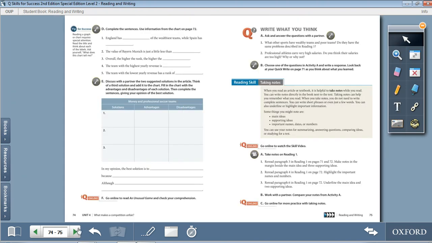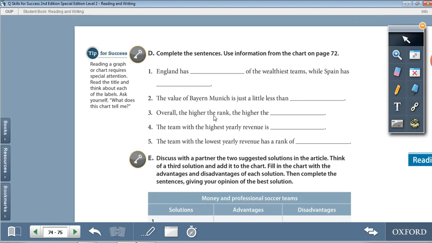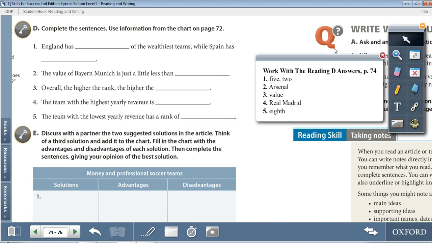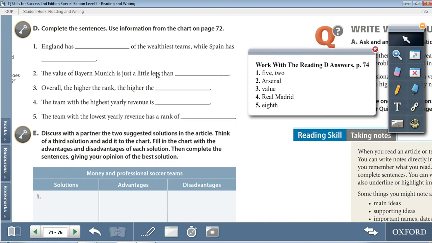Moving on to activity D. Complete the sentences and use information from the chart from the table on page 72. So we need to go back and look at the table to answer these questions. 1. England has 5 of the wealthiest teams, while Spain has 2. Number 2. The value of Bayern Munich is just a little less than Arsenal. 3. Overall, the higher the rank, the higher the value.